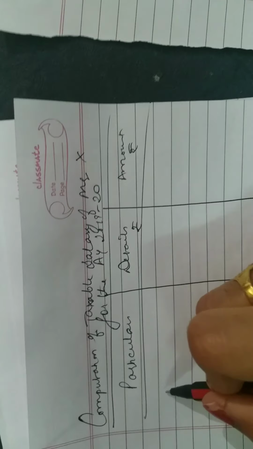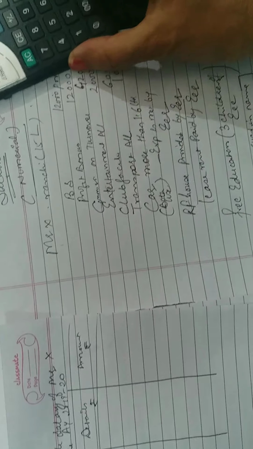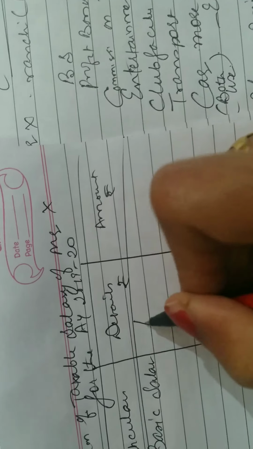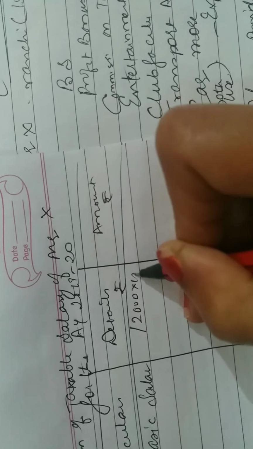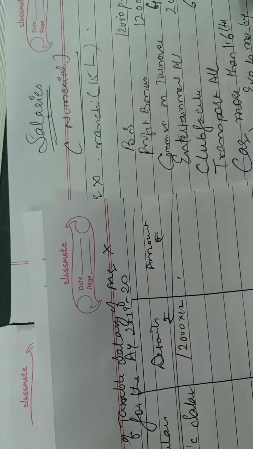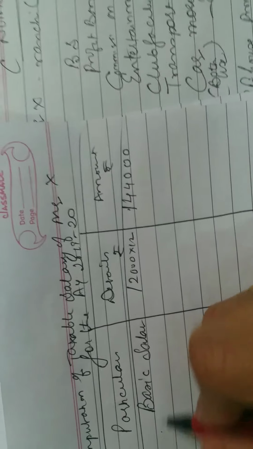And then I start with the first one. Have a look over here side by side as we put it. First is the basic salary, and the basic salary is 12,000 per month. So 12,000 into 12. I have kept a calculator also side by side. So this comes out to be 1,44,000.